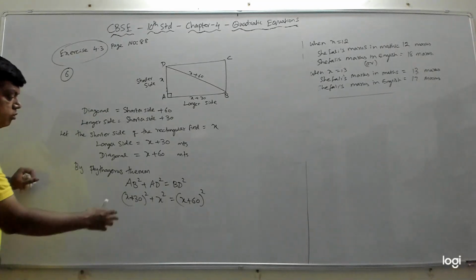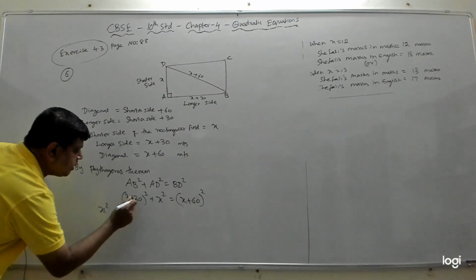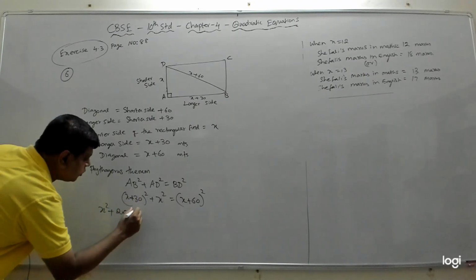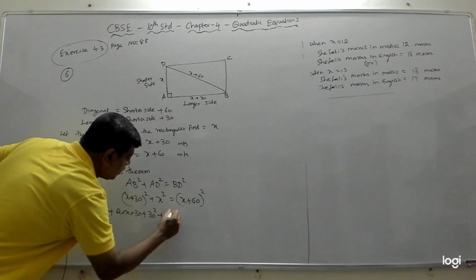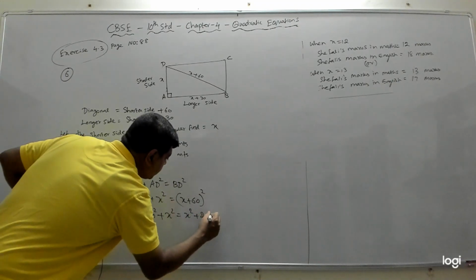Fine. So now if I proceed and simplify this, it will become x square. Applying (a plus b) the whole square, a square plus 2ab, that is 2 into x into 30, plus b square, which is 30 square, plus x square, equal to, again, a square plus 2 into a into b.